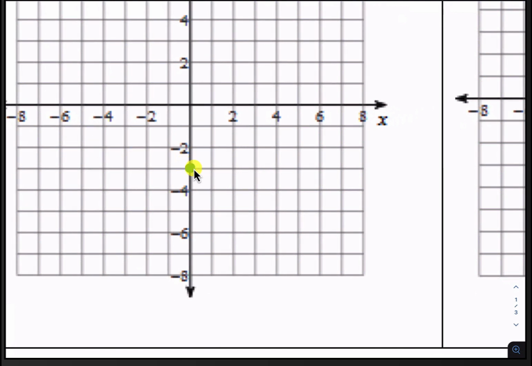So here we go. Starting at our y-intercept, we're going to go up 1 and to the right 4. 1, 2, 3, 4. And we have our second point. Let's repeat that. Go up 1 and over to the right 4. And we have a third point. Now all we have to do is to draw a straight line through these 3 points. All right, and there you have it. That is the graph of this linear equation.